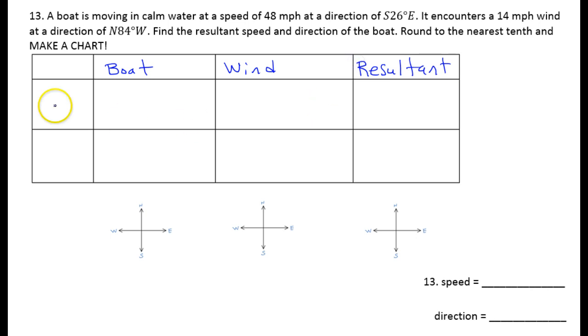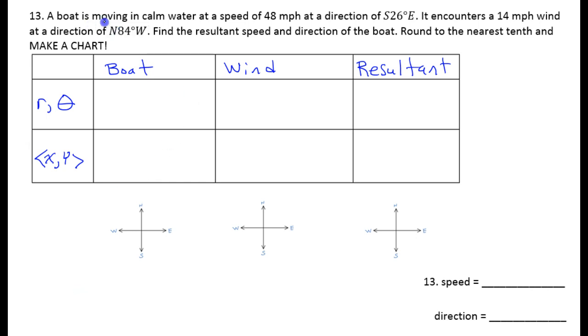Now, as far as the rows, in the top row, we will do the magnitude and direction. All right, r and theta. R is the magnitude, theta is the direction. In the second row, we will describe the vectors in component form. Change in x and change in y.